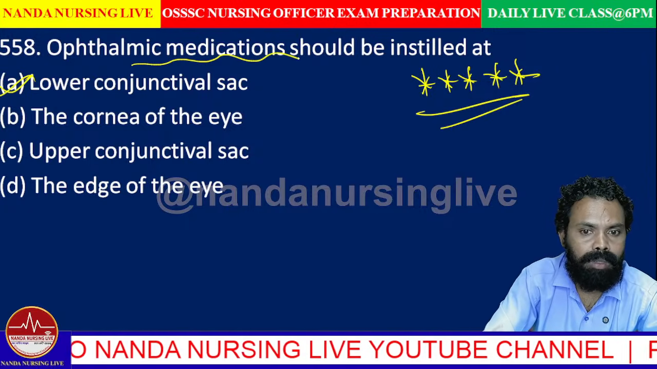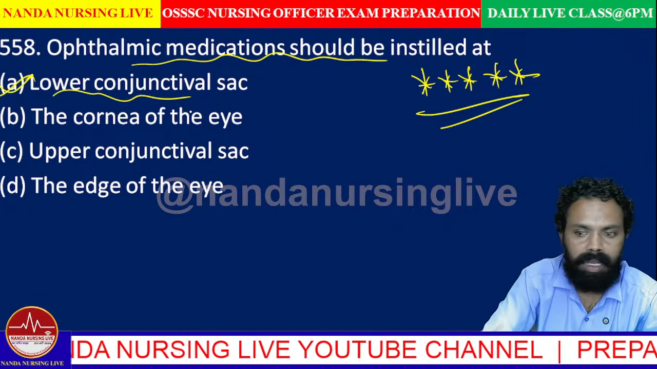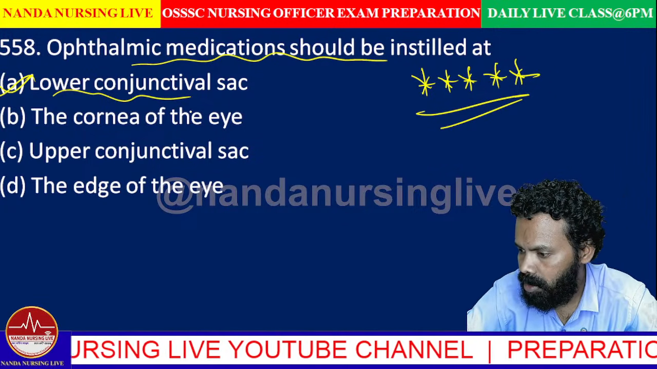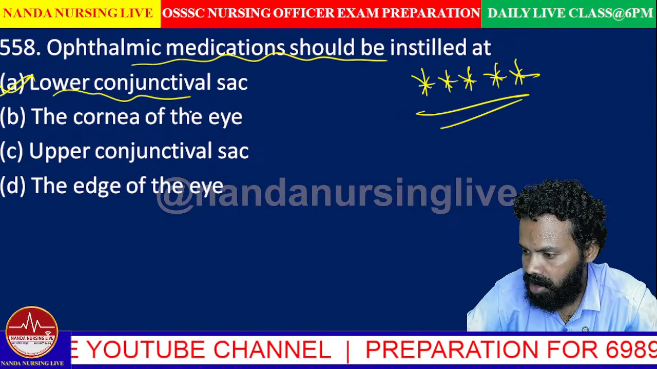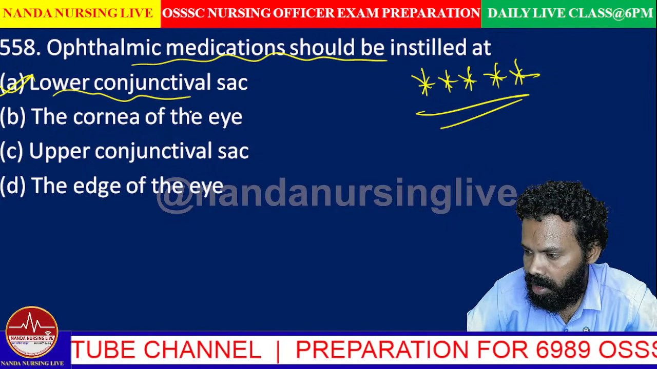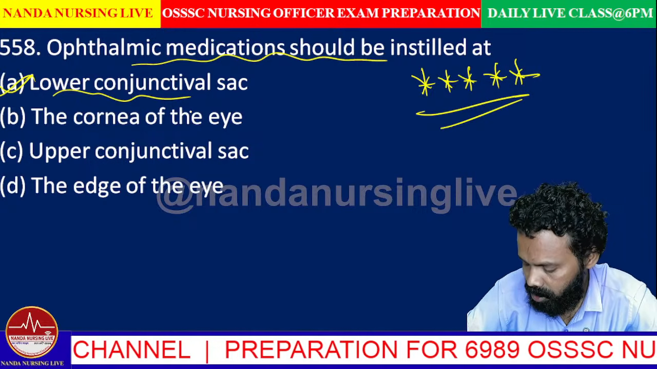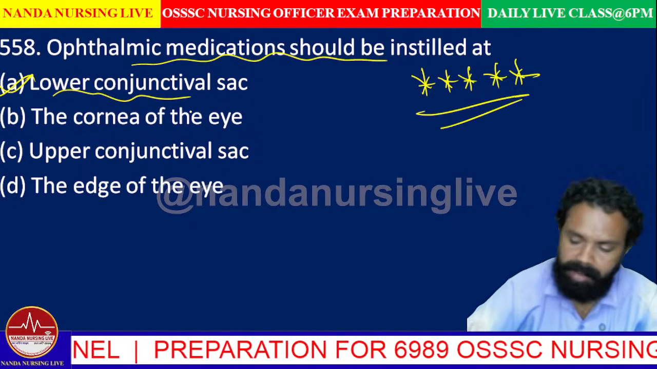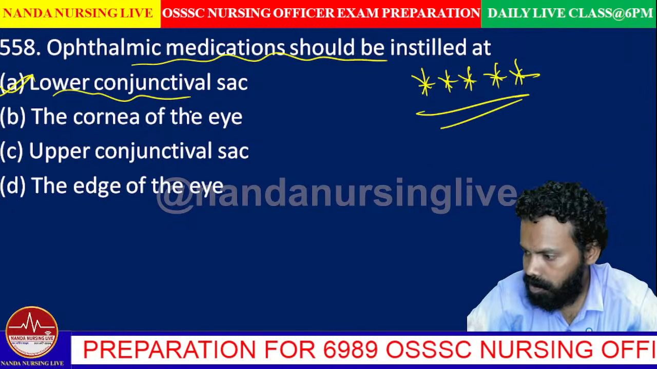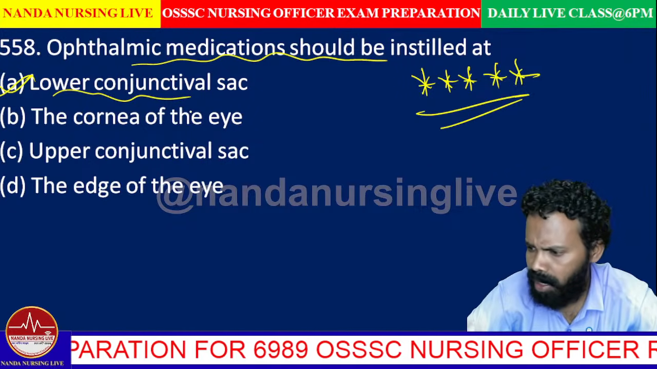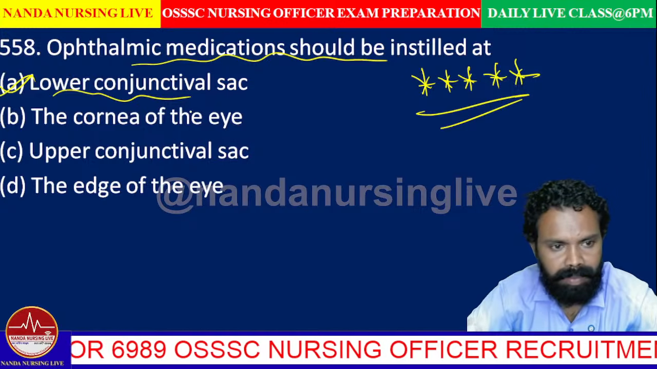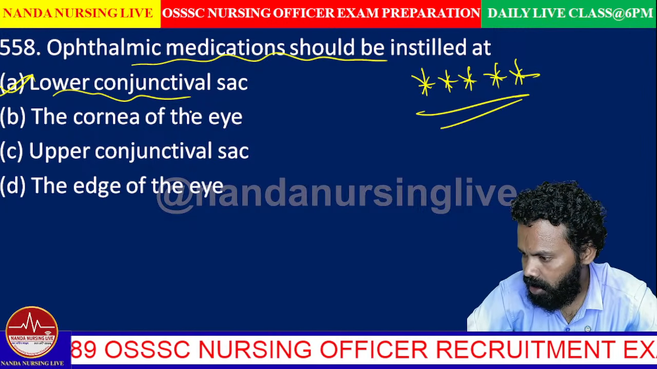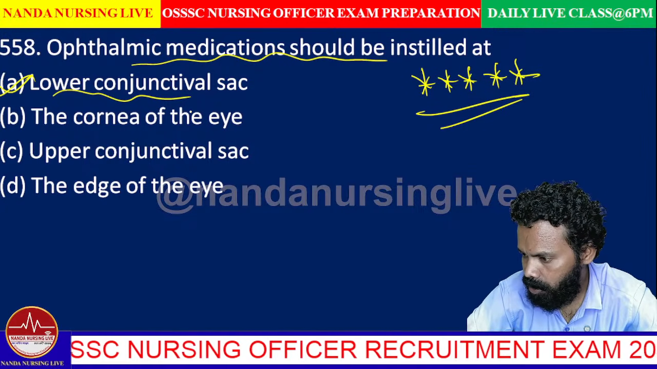Ophthalmic medication should be instilled at the lower conjunctival sac. This is the commonest and safest site for instilling eye drops or ointments, right? Eye drops or ointments, pulling down the lower eyelids, then lower conjunctival sac.